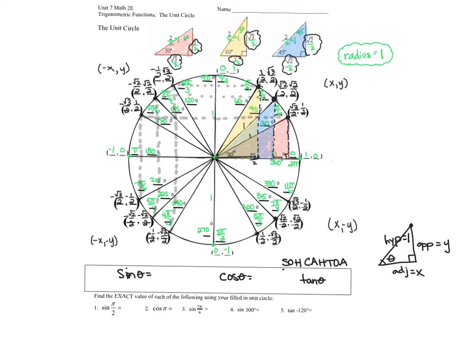So if sine is opposite over hypotenuse, looking at the triangle, opposite is y and my hypotenuse is 1. So sine theta is going to be equal to my y coordinate. Cosine theta is adjacent over hypotenuse. So the adjacent is my x and my hypotenuse is 1. So cosine theta is going to conveniently be equal to my x coordinate. And tangent is opposite over adjacent. So that would be my y coordinate divided by my x coordinate.